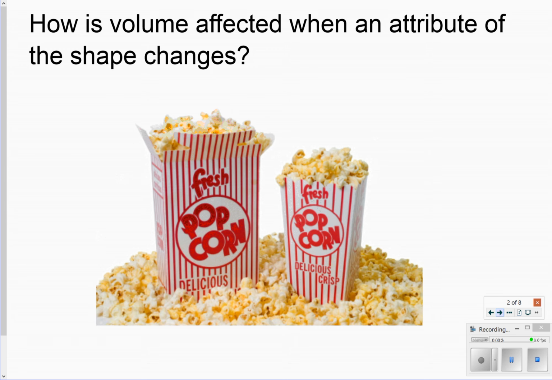How much more popcorn are you going to get if you get a small versus a medium or a medium versus a large? And so that made me think, how is the volume being affected when you change one of the dimensions of the box? If you change the height, the length, or the width of it, what's going to happen to the amount of popcorn that we're going to get now? Well, let's explore.